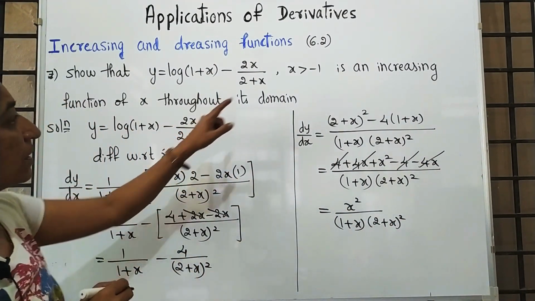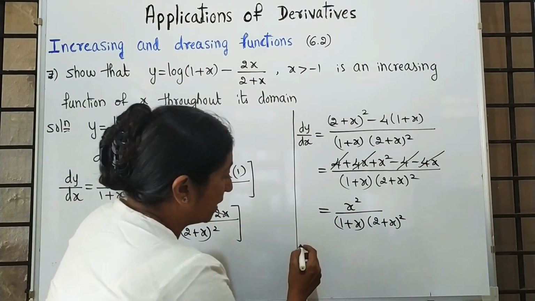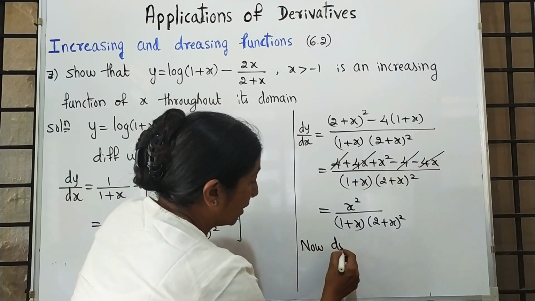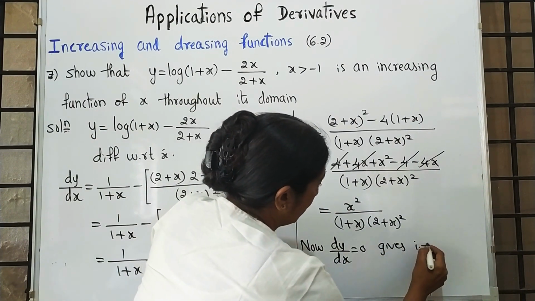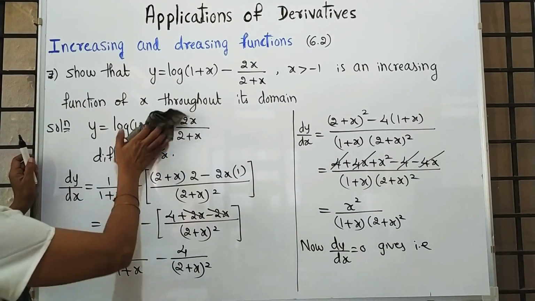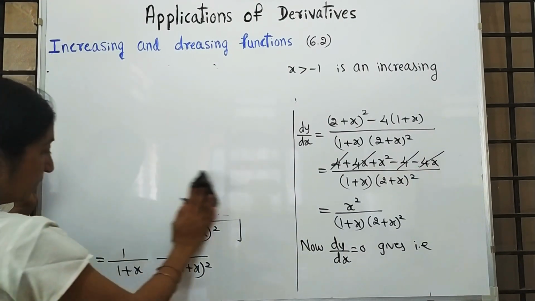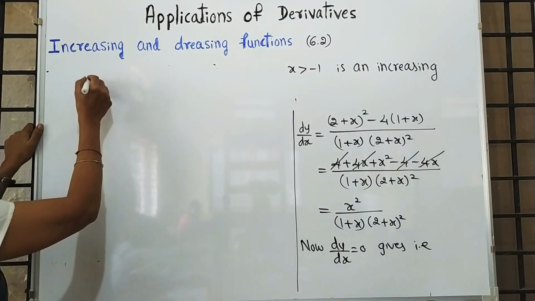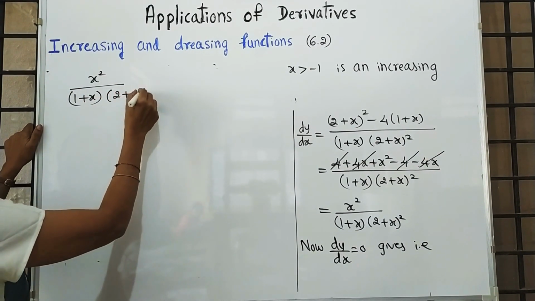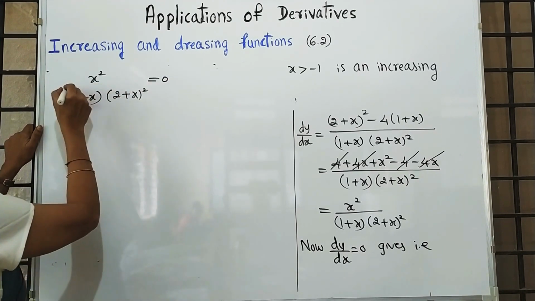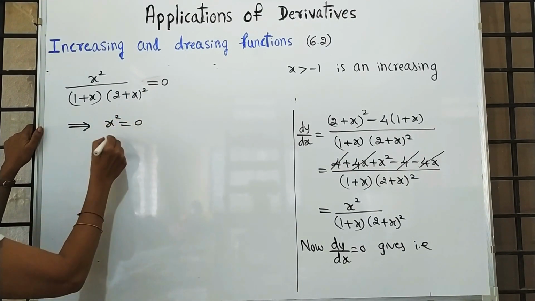Now it is given that x is greater than minus 1, but then also first find the interval. To find the interval, we have to equate the first derivative with 0. What is the first derivative? The first derivative is x square upon 1 plus x into 2 plus x whole square is equal to 0. So cross multiply, when you cross multiply you will get x square is equal to 0, that is x is equal to 0.